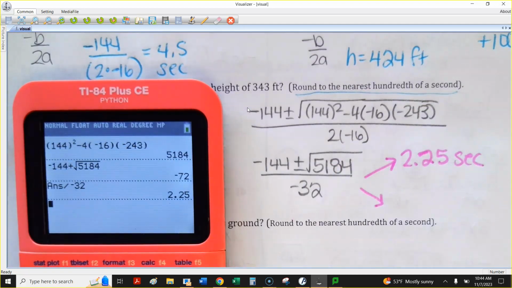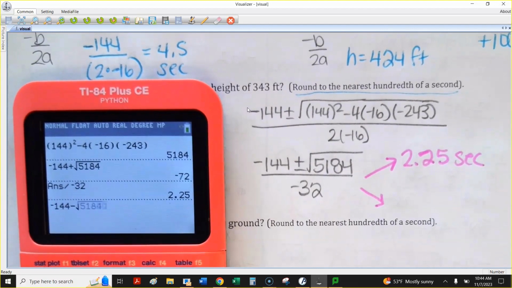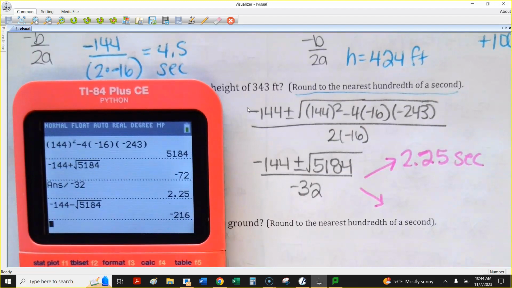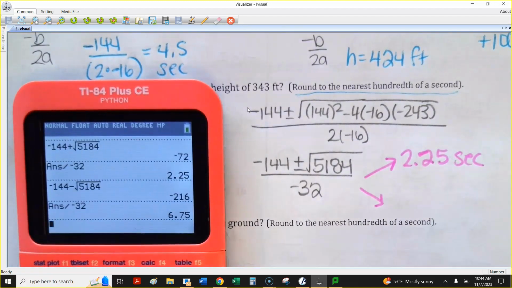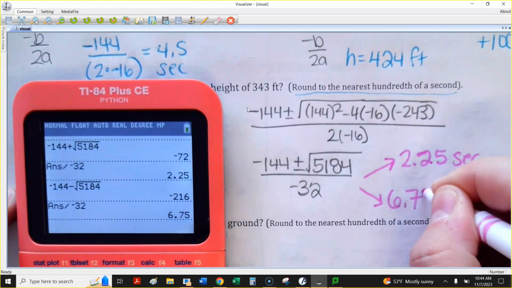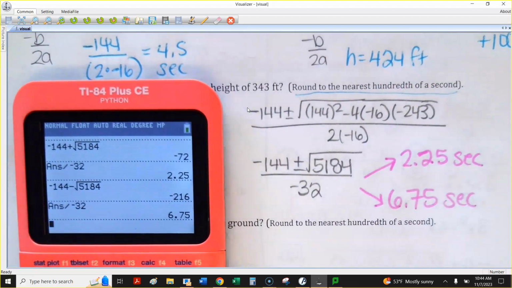All right, now, to get my other answer, we're just going to do negative 144, do minus. And if you figured out that was 72, you can type it in like that. I'm just typing it in under my square root here real quick. And then I'm going to divide that. Make sure you hit equals, and then divide that by negative 32. The negatives should cancel out. So my other answer, on the way back down, it's going to hit that 343 feet at 6.75 seconds. Does anybody have any questions?